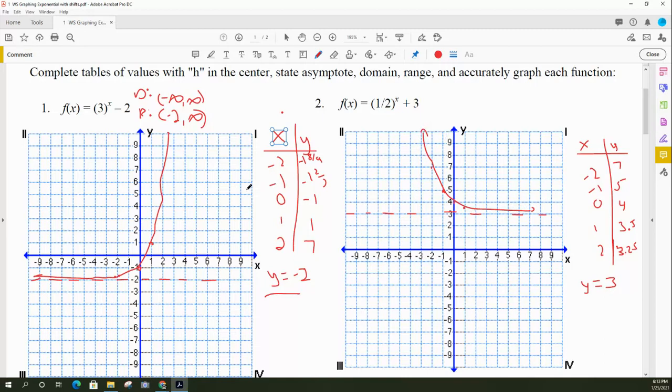All right. Oh, domain. So our domain, again, is all real numbers. That's going to be the domain for everything on this worksheet. And our range depends on the asymptote, so it's everything greater than 3. 3 to infinity.